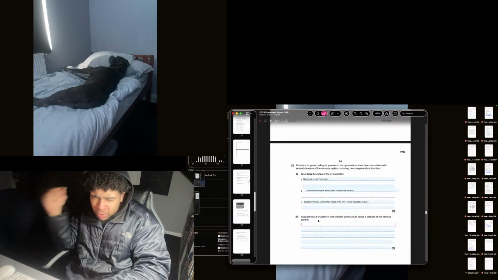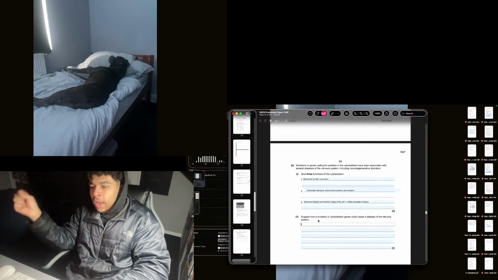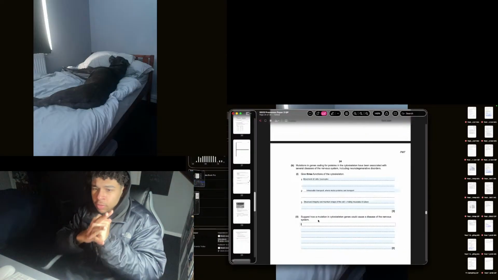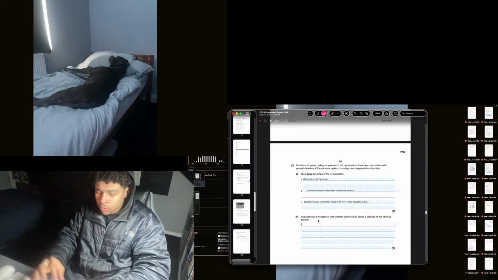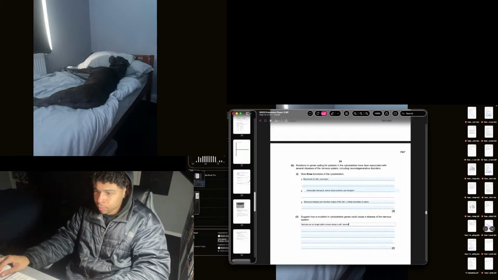Nervous system is all about action potentials propagating, right? So we need to think, what could stop this? Okay, we just did earlier vesicles. So vesicles are no longer able to move along a synapse or a cell / neuron.